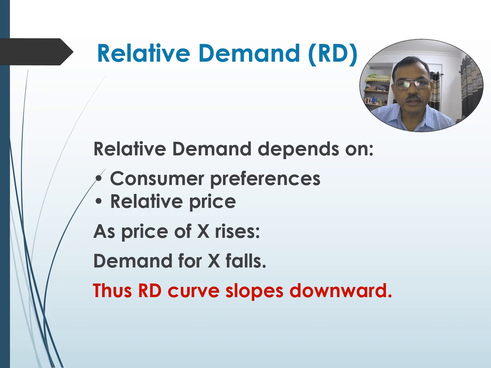Now, let us discuss the relative demand. The relative demand depends on consumer preferences. As the relative price of X rises, consumers substitute away from X. Thus, the relative demand for X falls as its price rises. This gives us a downward sloping relative demand curve.